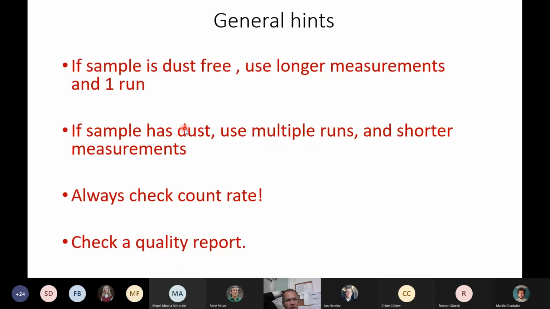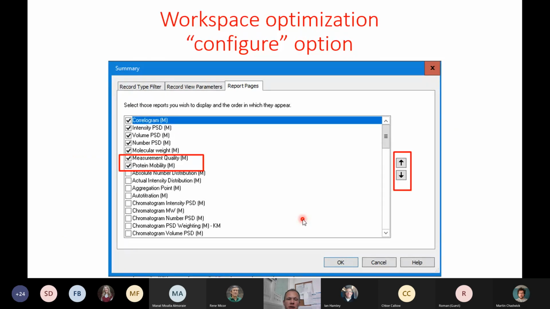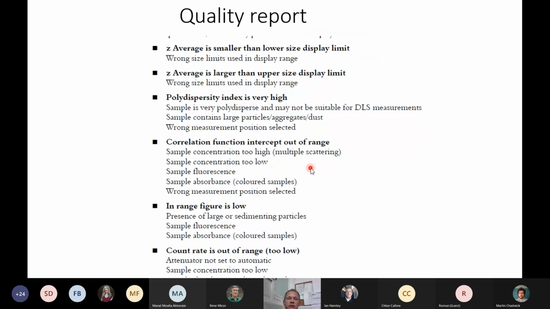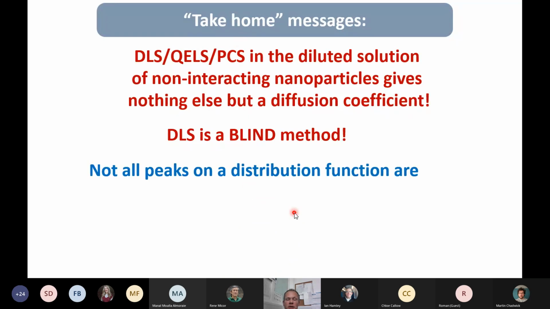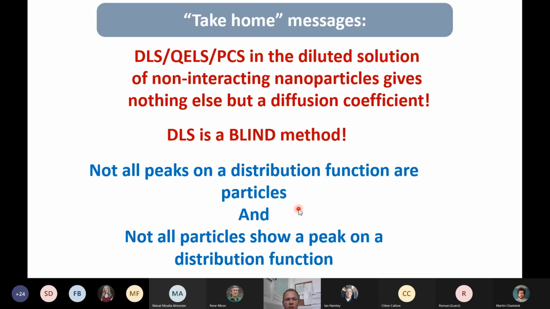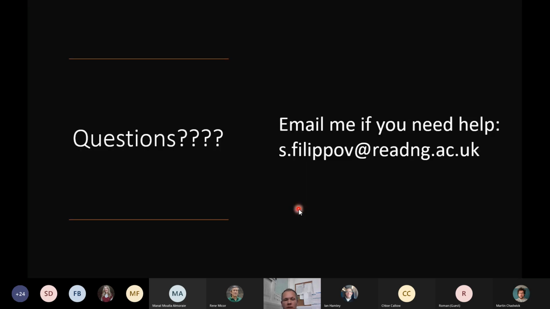So if the sample is dust-free, use longer measurements and just one run. This measurement can be, let's say, 50 seconds, 100, 150, 200 seconds. Well, if you have some dust, use multiple runs and shorter measurements. Always check the count rate, and just check the quality report. And these are the take-home messages, right? So I think I should stop at this point, and thank you for your attention. Sorry for being long.